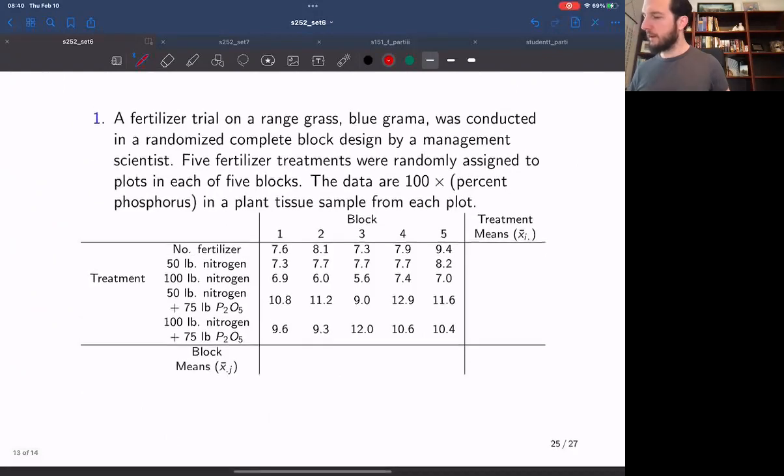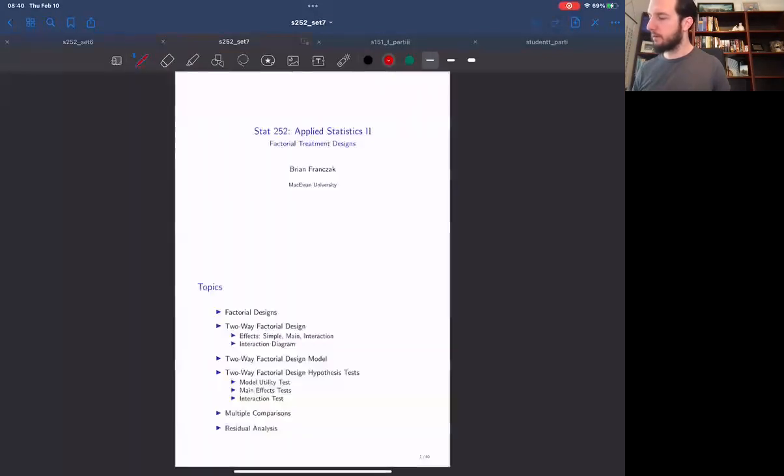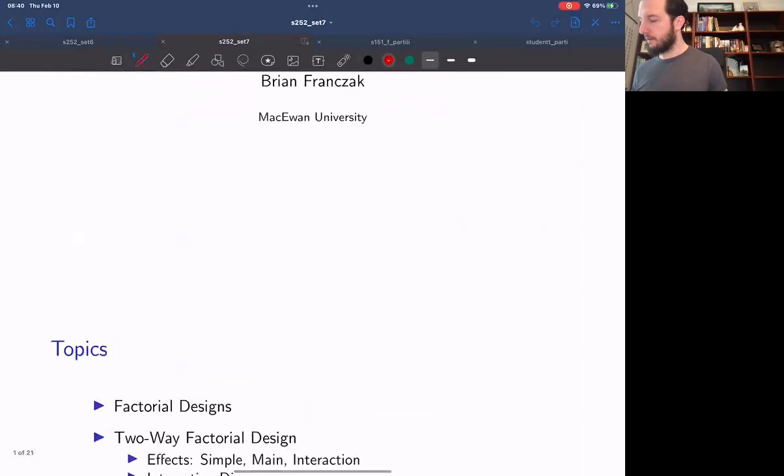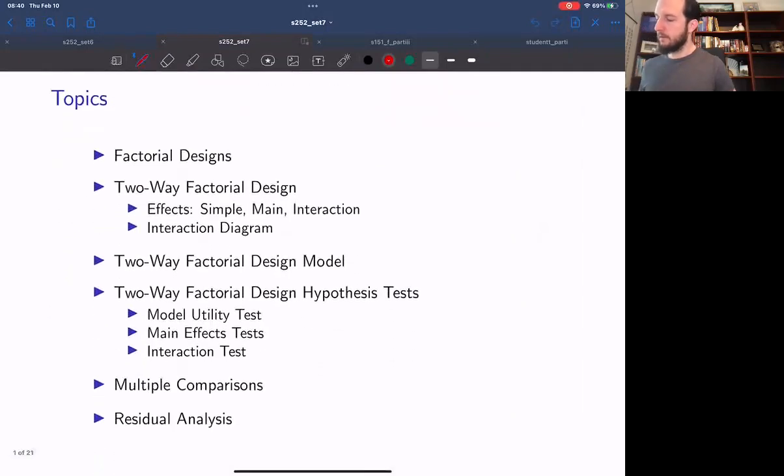Okay, so as usual, there's an exercise at the end. So we'll start lecture set 7. Lecture set number 7 is our last lecture set in the experimental design portion.